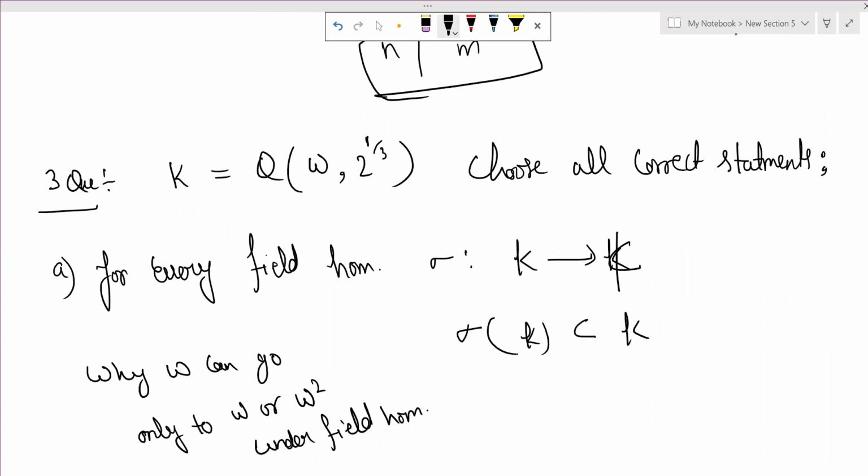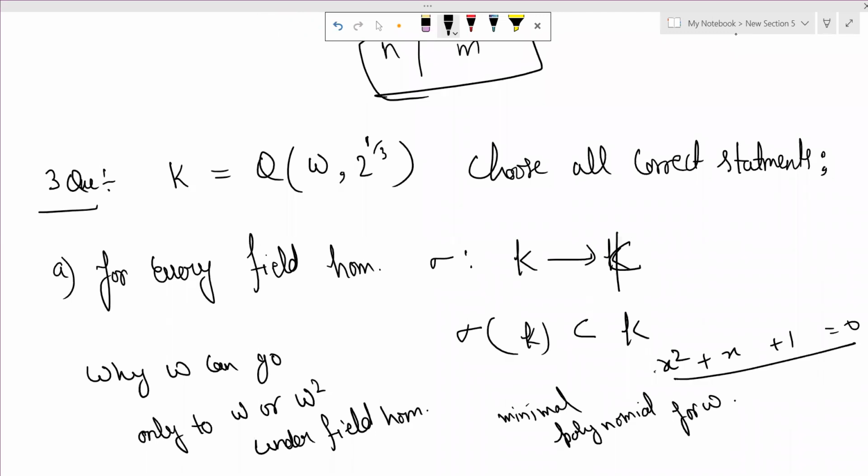What is the minimal polynomial for omega? X square plus x plus 1. You already know this. So omega can go only to a root of this polynomial, and its roots are omega and omega square. That's why omega can go to omega and omega square.